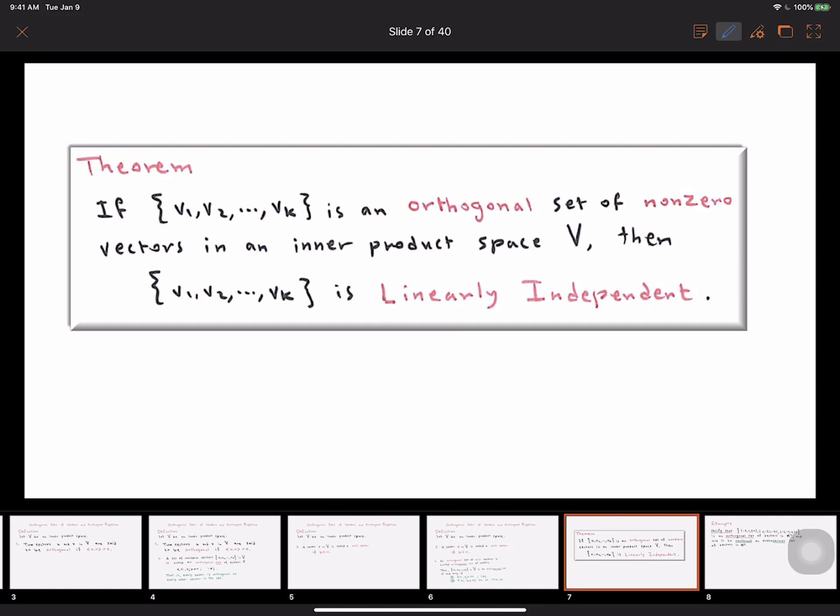So the theorem says, in short, if they are an orthogonal set of non-zero vectors, like v1 is perpendicular to v2, v1 is perpendicular to v3, and so on, you then don't have to test for independence. They're going to be linearly independent, which is kind of neat.